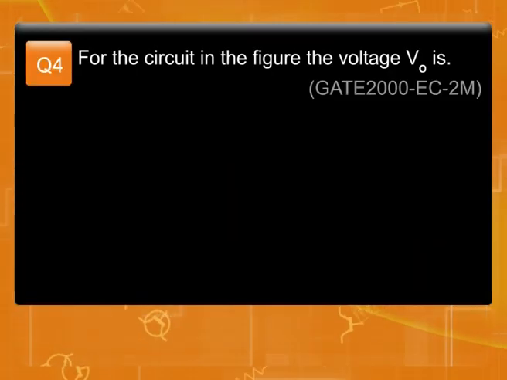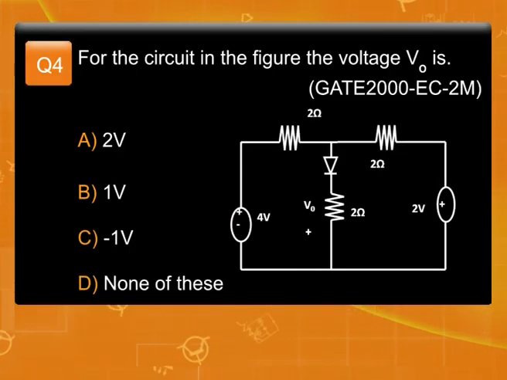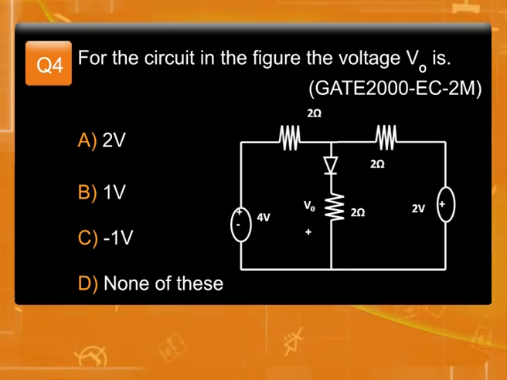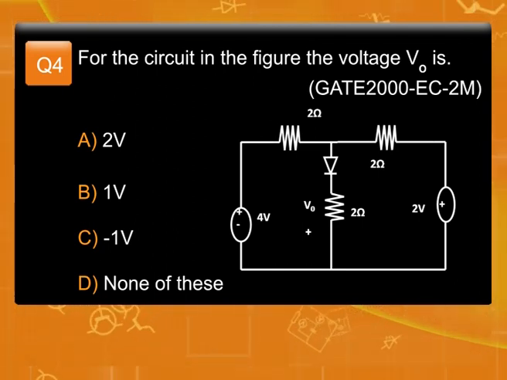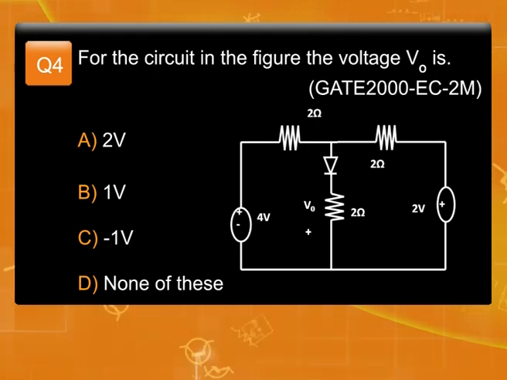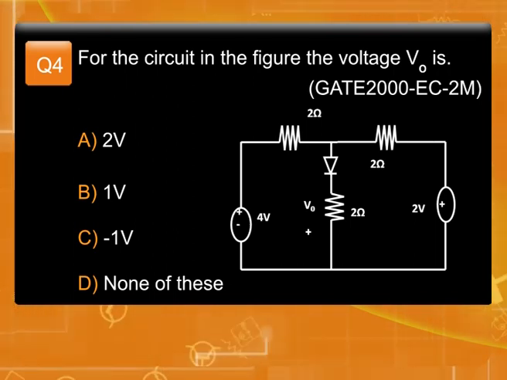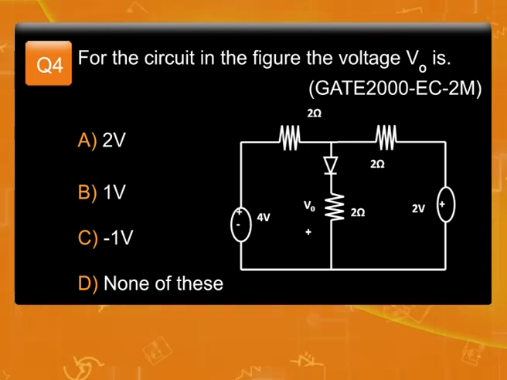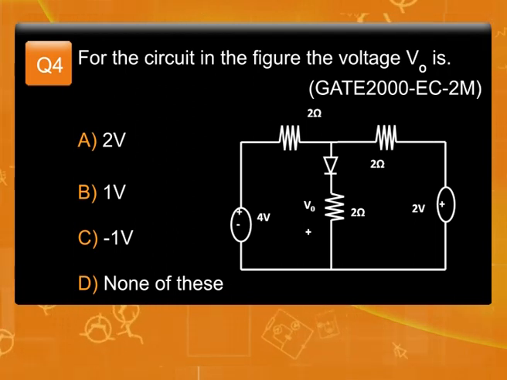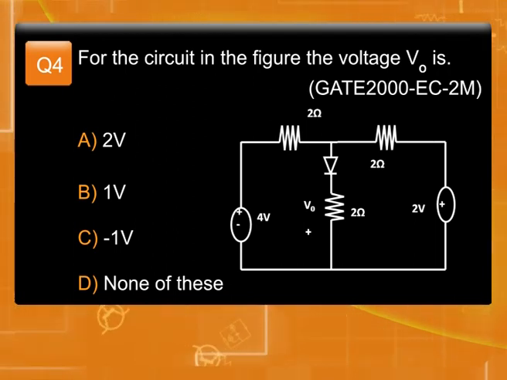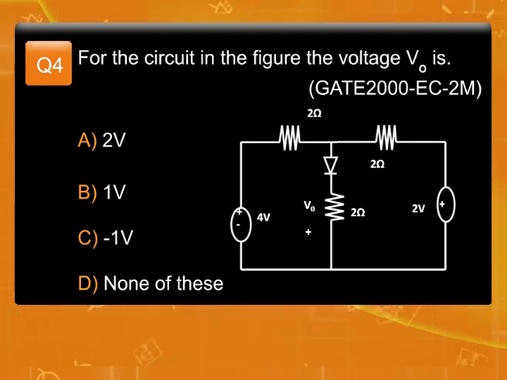For the circuit given in the figure, the voltage V is, that's given in GATE 2000, EC, 2 marks. The options are 2 volts, 1 volt, minus 1, none of these. None of these is also given. Please remember, sometimes you may get some other answer. That's why any answer other than A, B, C goes to none of the above.